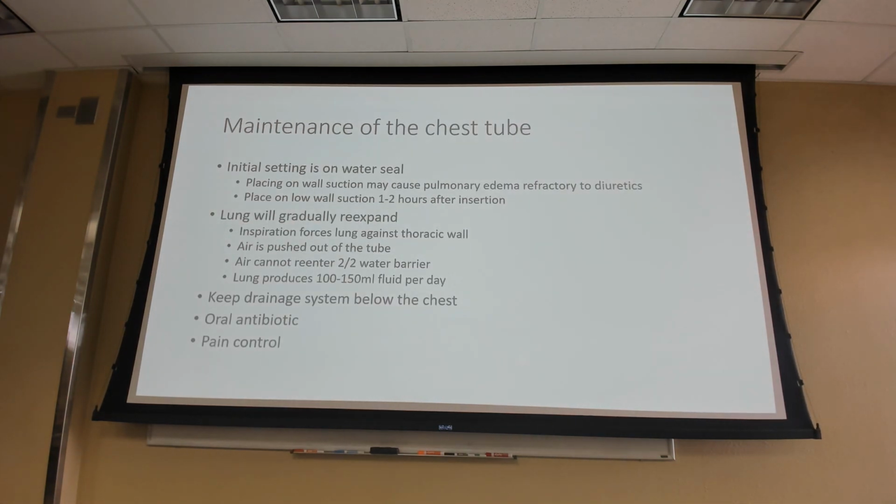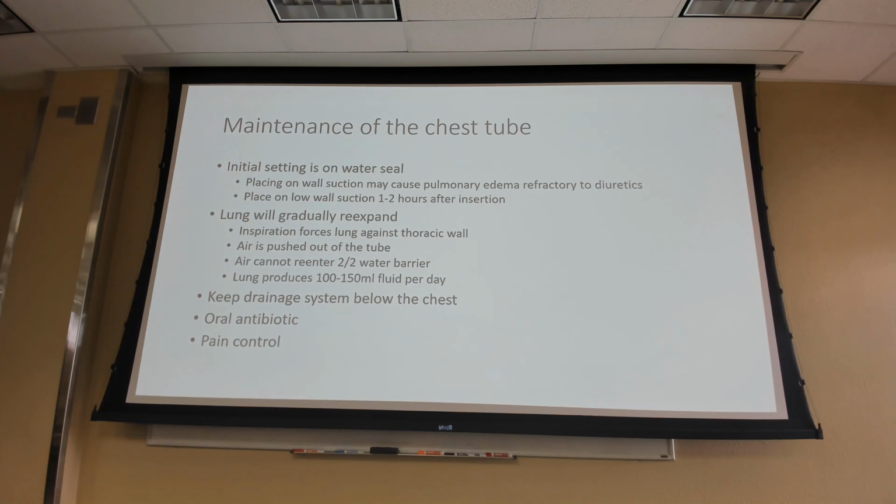All right, and then maintenance of the chest tube. So we place the chest tube, is that it? We're done? No, unfortunately not. The initial setting is on water seal. We don't immediately hook it up to suction on the wall. We do place it on wall suction typically an hour or two after we insert it. And then it's usually on intermittent suction on the wall. It's not placed on continuous suction.